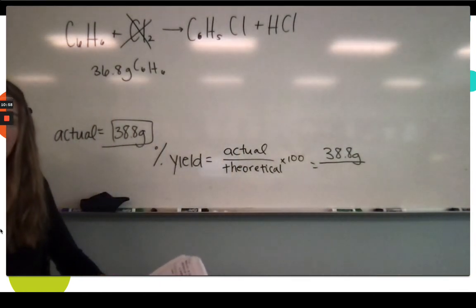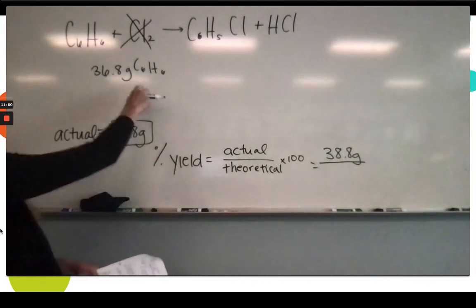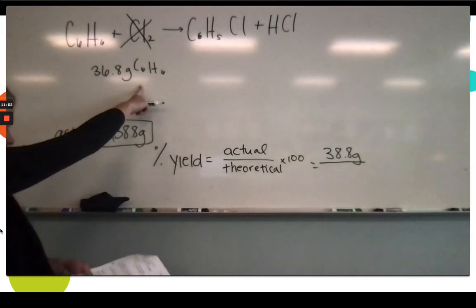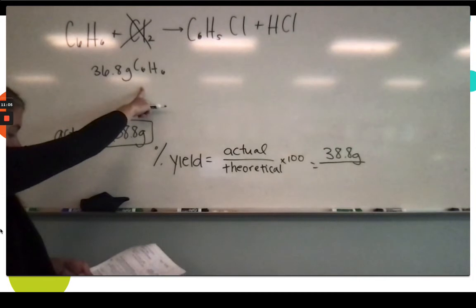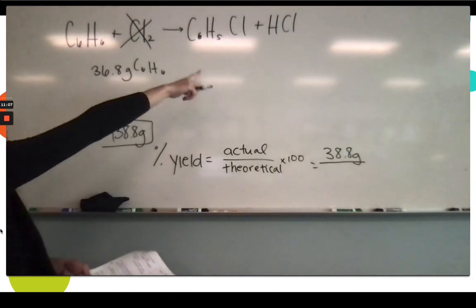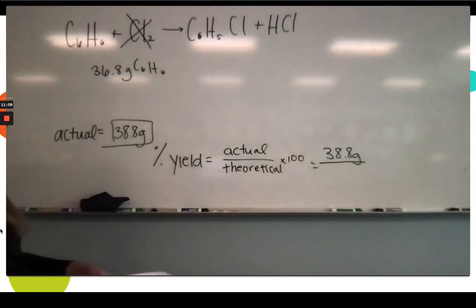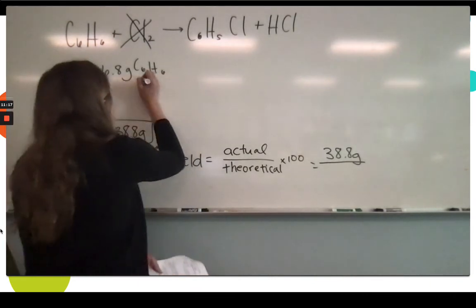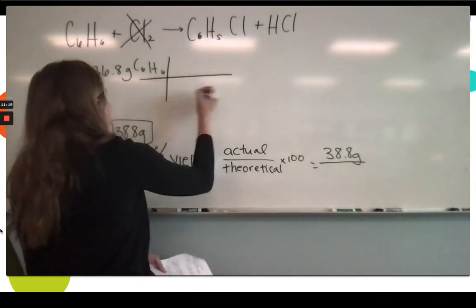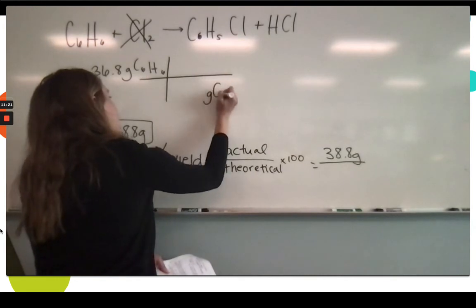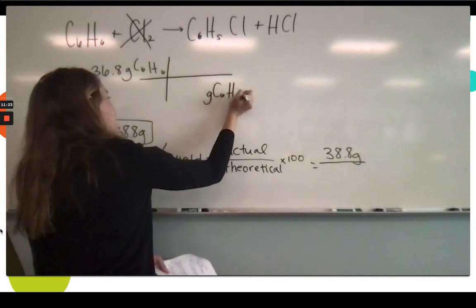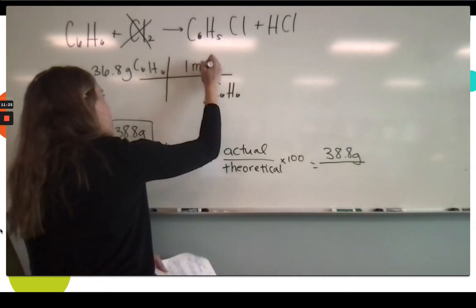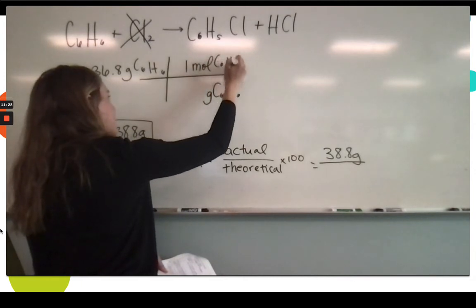In order to find our theoretical yield, we need to take this given value of C6H6, which is benzene, and see how many grams of C6H5Cl it can create to get our theoretical yield of that compound. So let's take a moment and convert that. So we have grams of C6H6 on the top, so we need grams of C6H6 on the bottom, and that's going to be equivalent to 1 mole of C6H6.